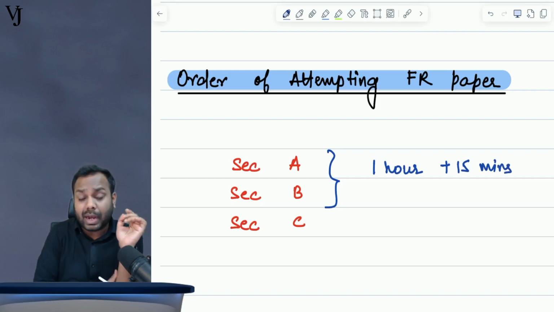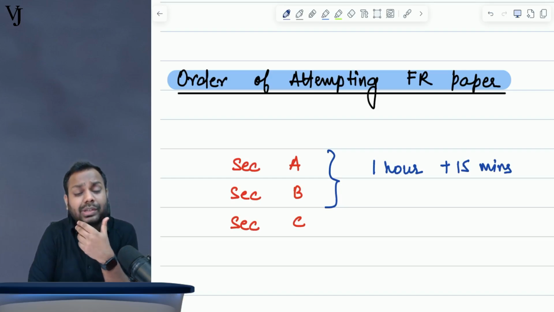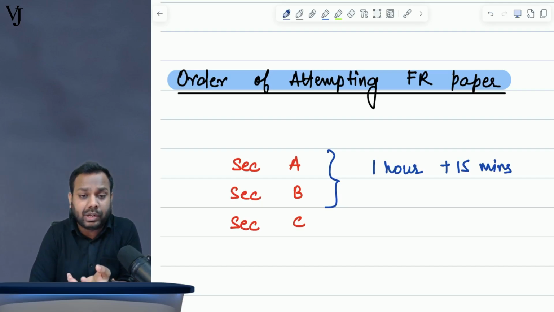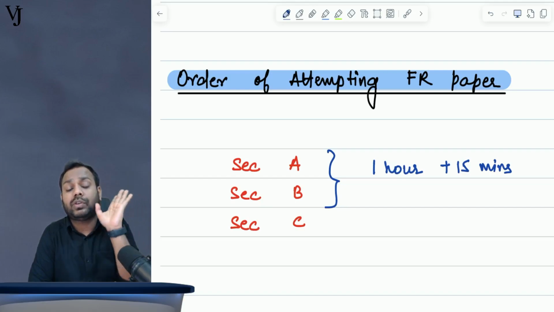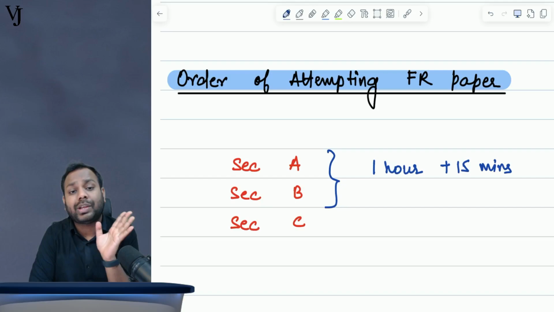Now, when you are attempting Section A and Section B questions and you find any question complex, or you are getting stuck in that question, then don't get stuck. Just flag that question for review and move on to Section C.